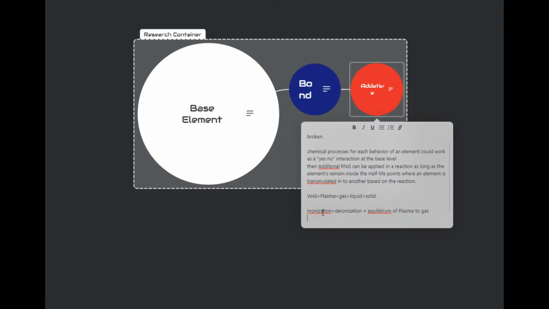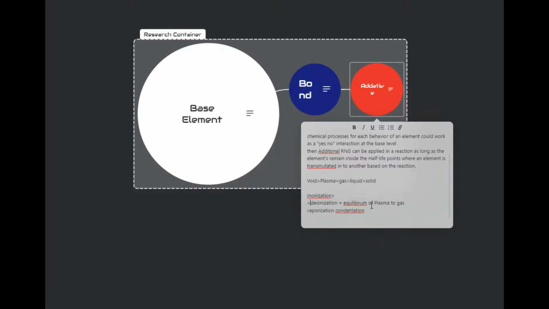Ionization to plasma, gas, evaporation, condensation, vaporization, condensation. I need to make sure I get it right though. So which one's that? Ionization is, yeah, okay. So ionization, I'm going to change this around as well.